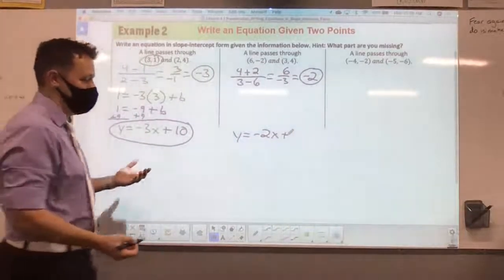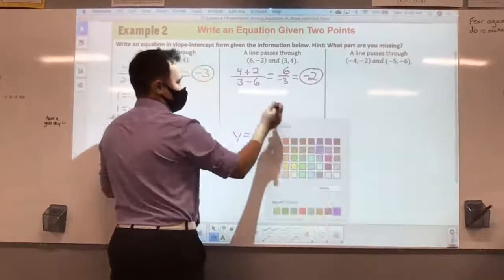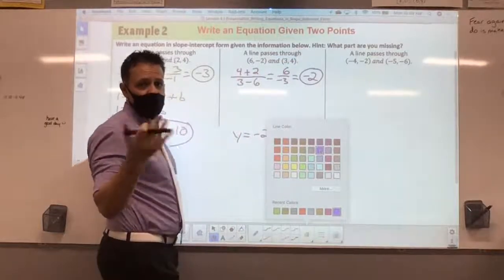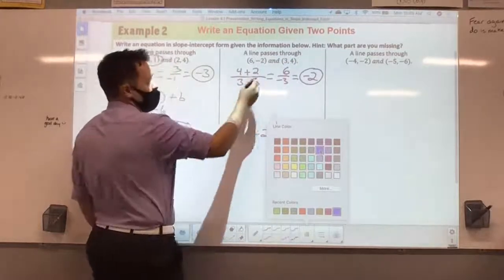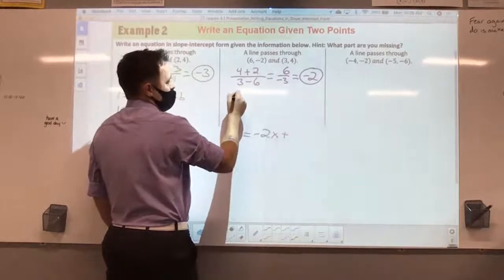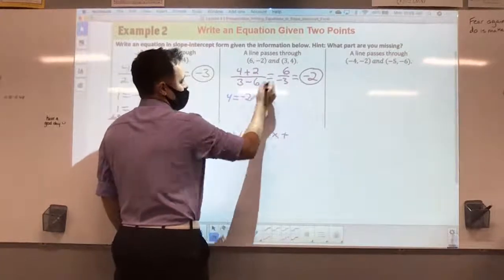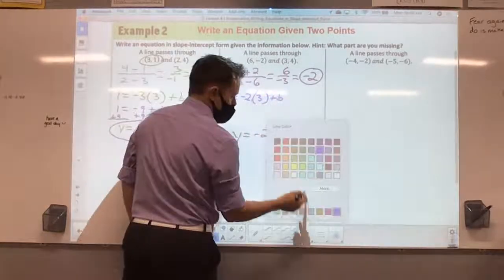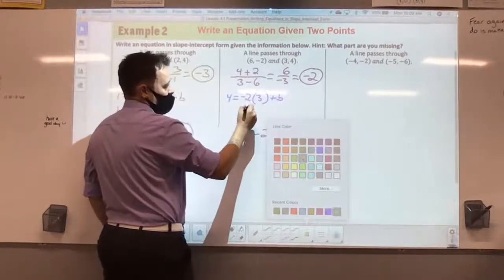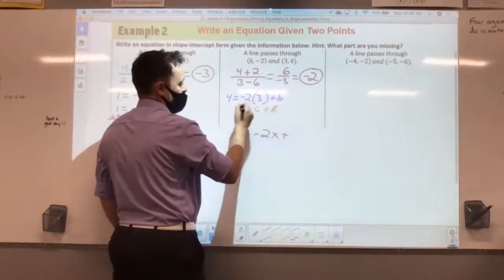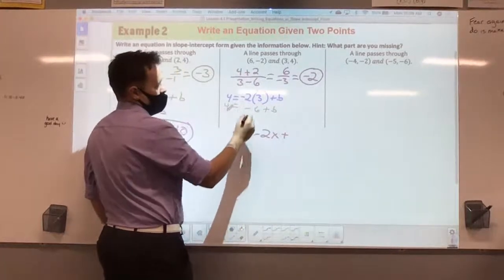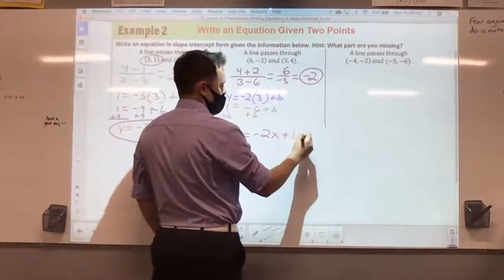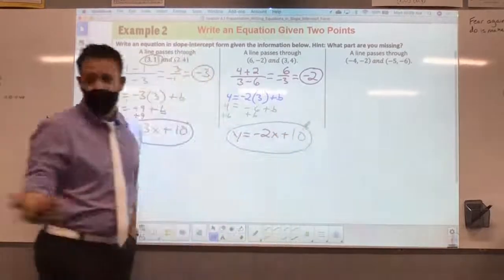Still missing the b. So that's when you would go in and do the rest, right? So I'll go 3, 4, because that's easier to do. It's a closer point, okay? So it's y equals mx plus b. So that's going to be what? Negative 6 plus b equals 4. Add 6. What is my b value again? Does everybody understand how that's working?